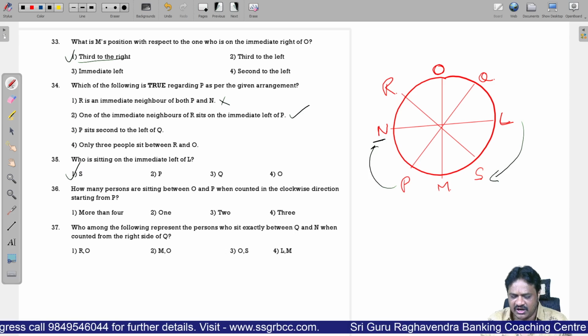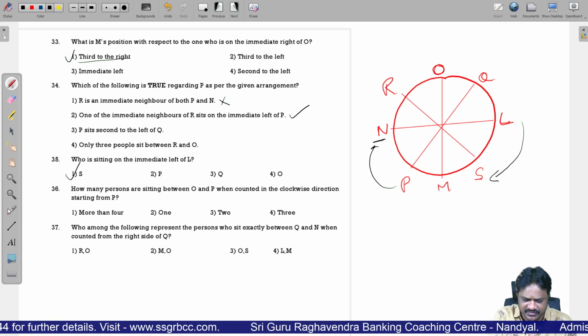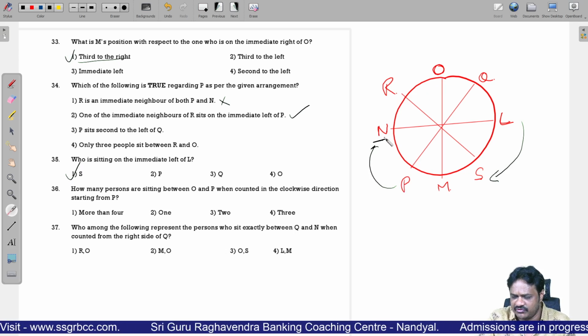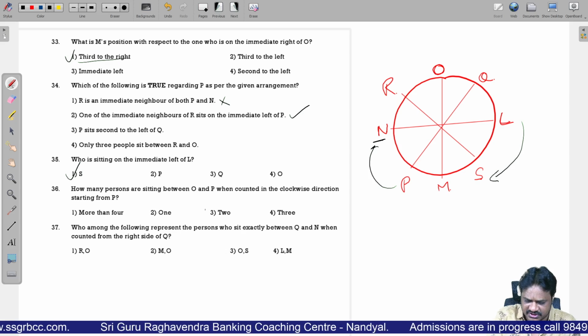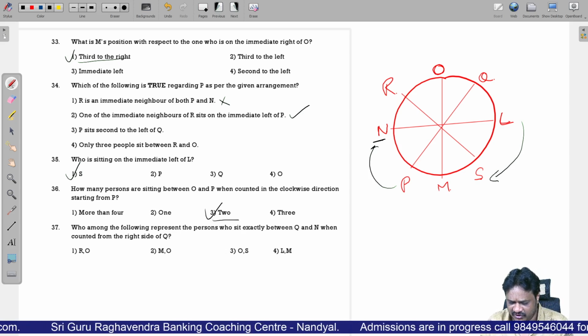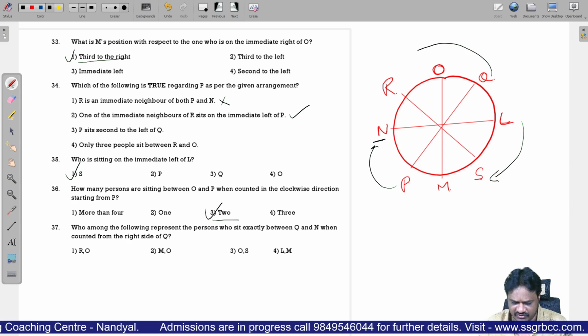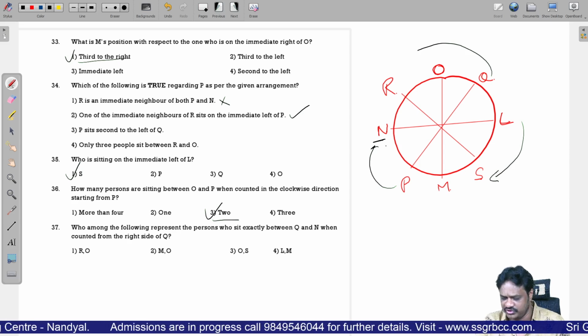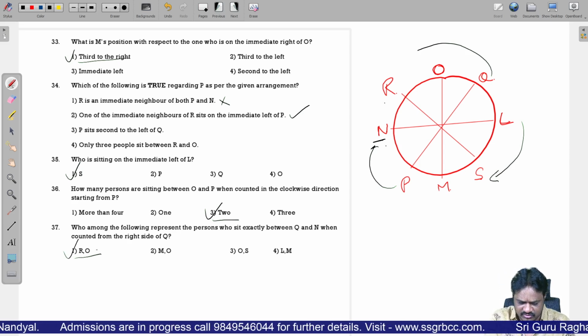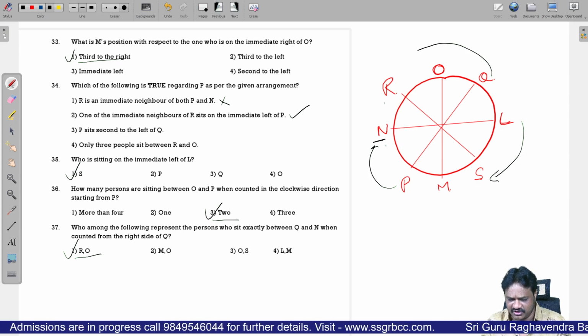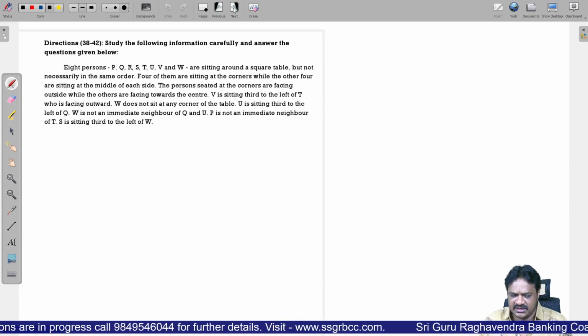How many persons are there between O and P when you count in the clockwise direction from P? So when you count in the clockwise direction from P, between P and O, how many persons are there? 2 persons are there. Then, who among the following represent the person who is sitting exactly between Q and N when you counted through the right side of Q? So this is Q, Q right side if you count. Between Q and N, who is sitting? Both O and R. Both O and R is the correct answer. Option 1.